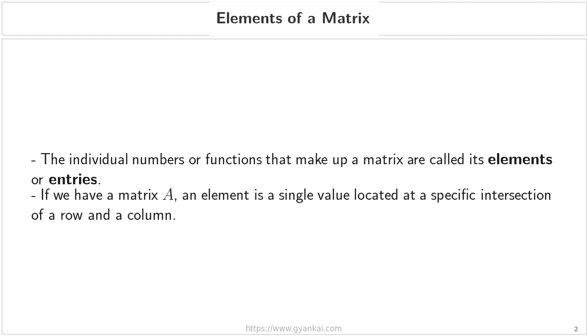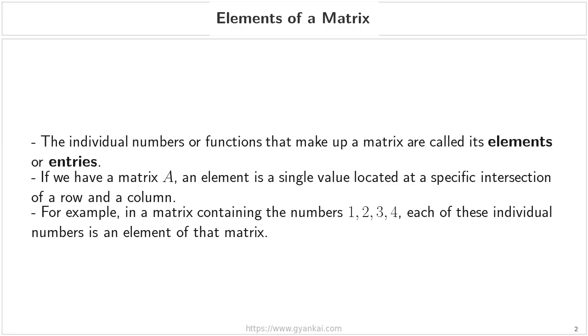To be more precise, if we consider a matrix A, an element is a single value located at the specific intersection of a row and a column. This fixed position is what makes the array ordered, as we discussed in the previous slide. For example, if we have a matrix containing the numbers 1, 2, 3, and 4, each of these individual numbers is an element of that matrix. In the next slide, we will discuss the specific mathematical notations used to name these matrices and their elements to ensure clarity and consistency.